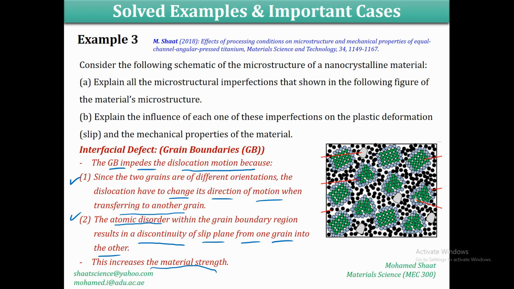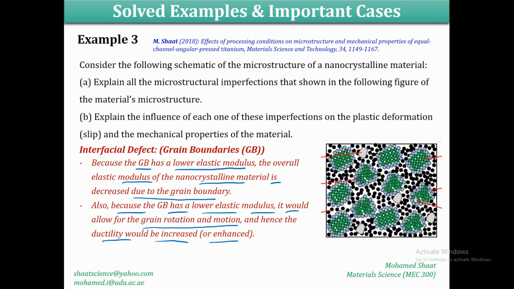And because of the atomic disorder, it would be difficult for the dislocation to swing and orient itself, and this will result in a discontinuity in the slip plane. This requires more energy, and that's why the overall strength of the material increases, because it is difficult for the dislocation to move inside the material microstructure. But in the meanwhile, the ductility is also increased. Why? The reason is that the grain boundary has lower elastic properties that make it easy for the grain to rotate and move inside the material microstructure, indicating an enhancement of the material ductility.